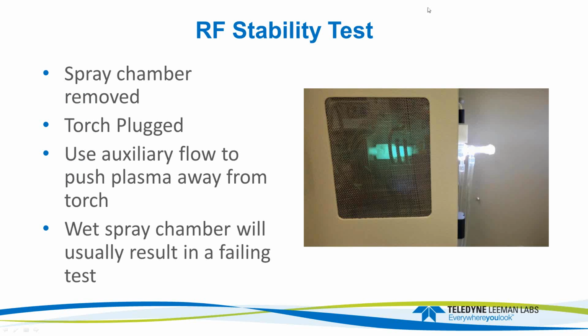Okay. This is just showing the test with the spray chamber removed. I have a bit of Teflon tape wrapped around the end of that torch, so the torch is plugged. You want to make sure you add some auxiliary flow because you have no nebulizer pressure, and the discharge of the plasma itself will be closer to the auxiliary. So we put a little bit of auxiliary flow on just to push the discharge away from the injector and the auxiliary tube inside. You don't want to melt your torch. And again, a wet spray chamber will cause you to fail this particular test.